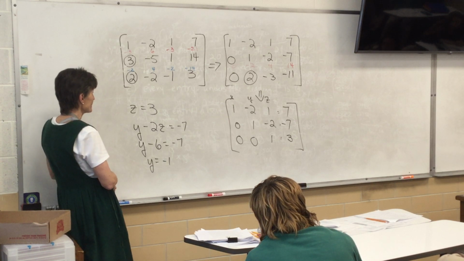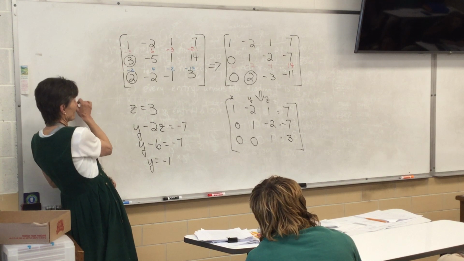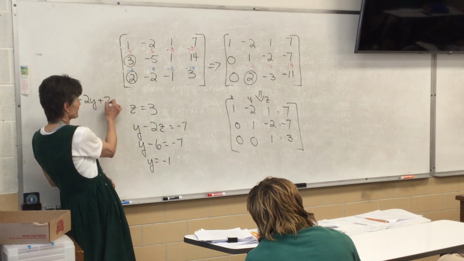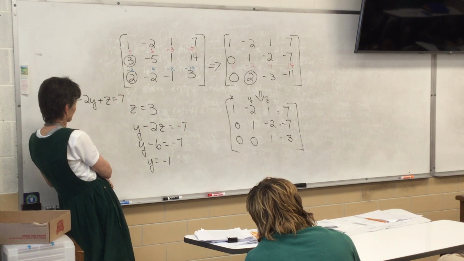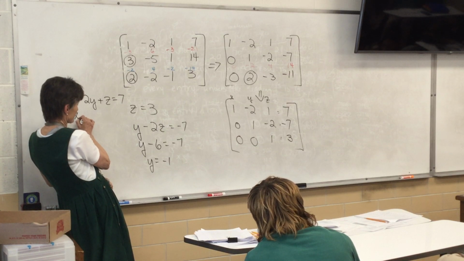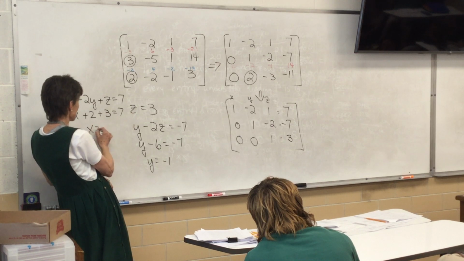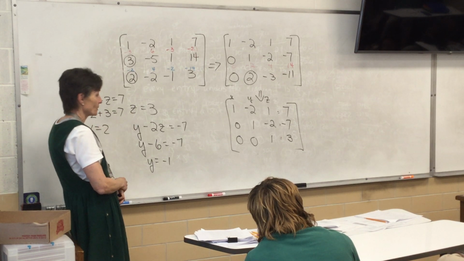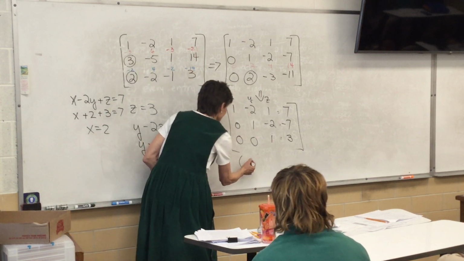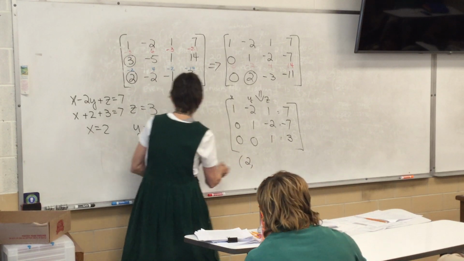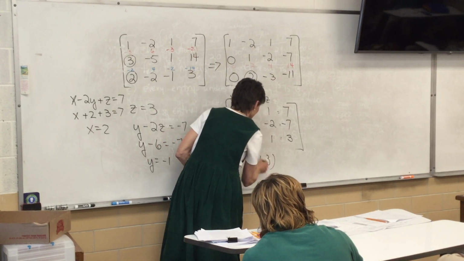And then all the way to the top, x minus 2y plus z equals 7. So x plus 2 plus 3 equals 7, so it looks like x equals 2. So my answer is 2, comma, -1, comma, 3.